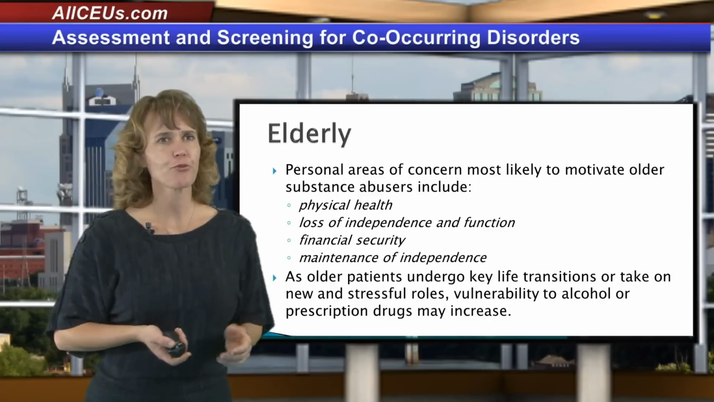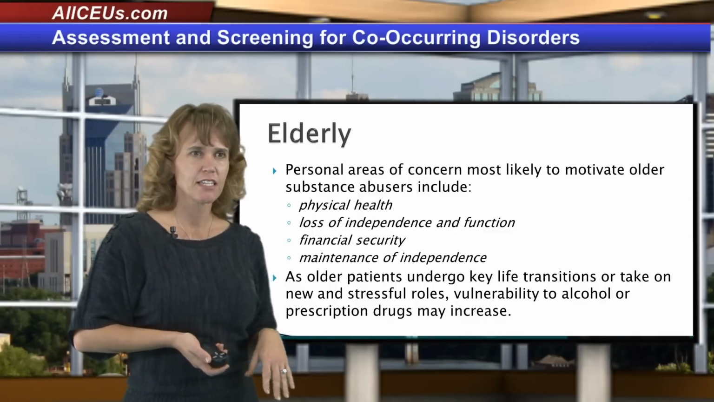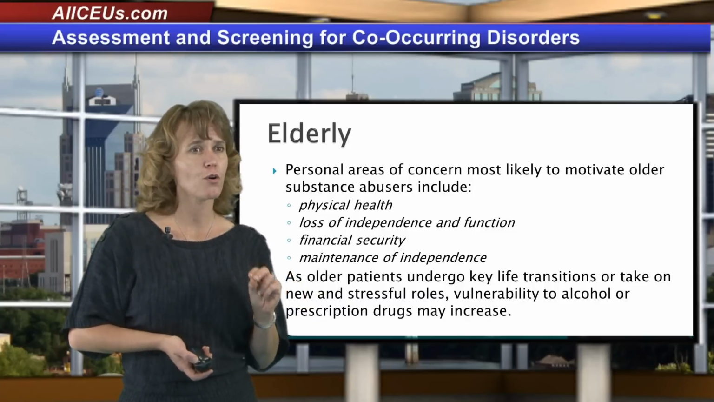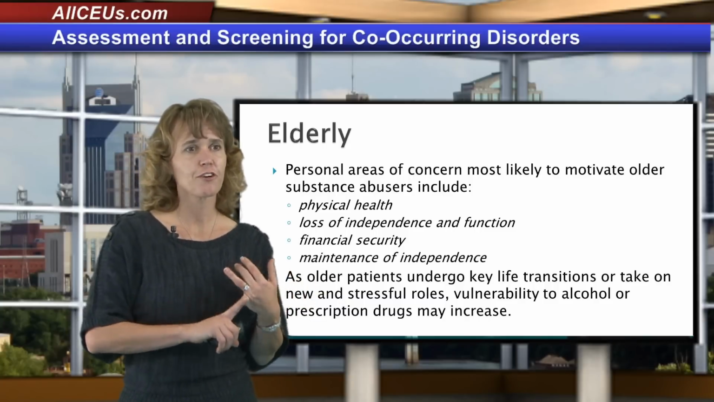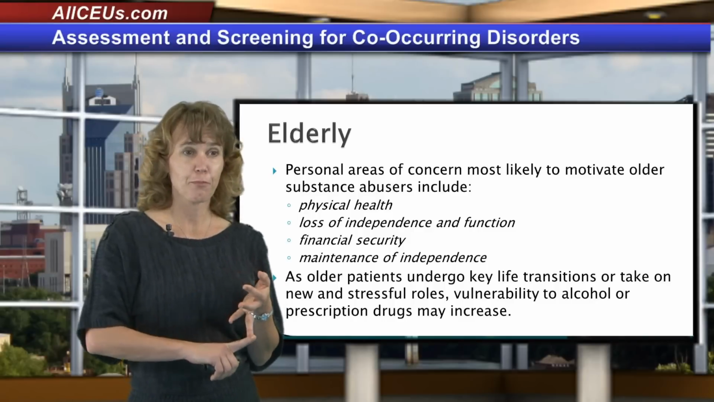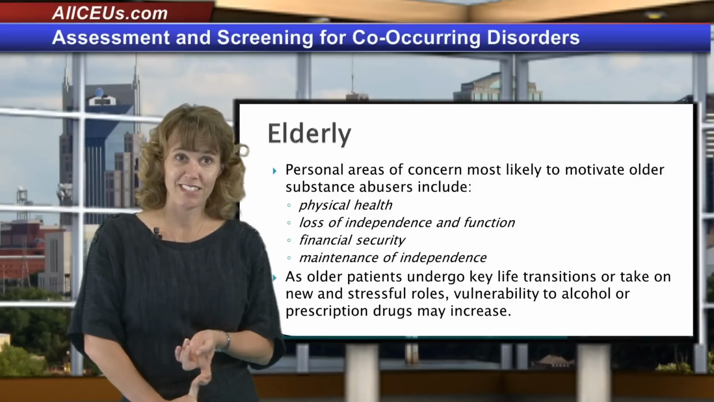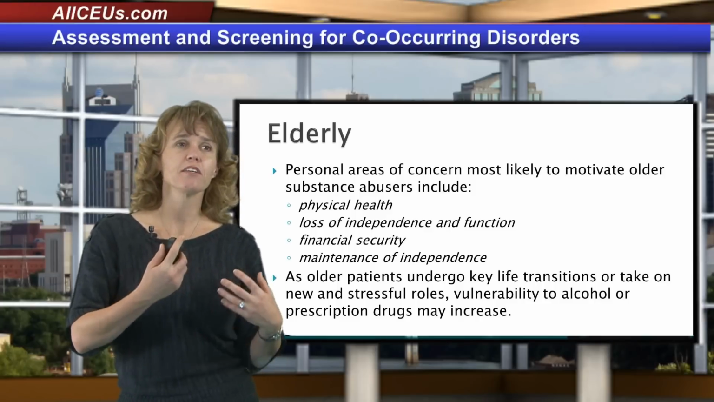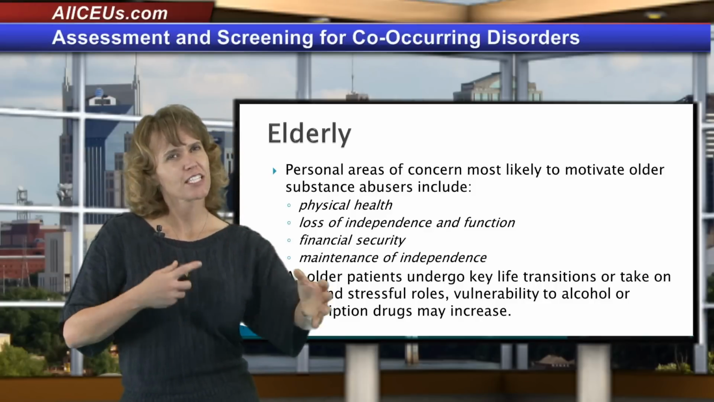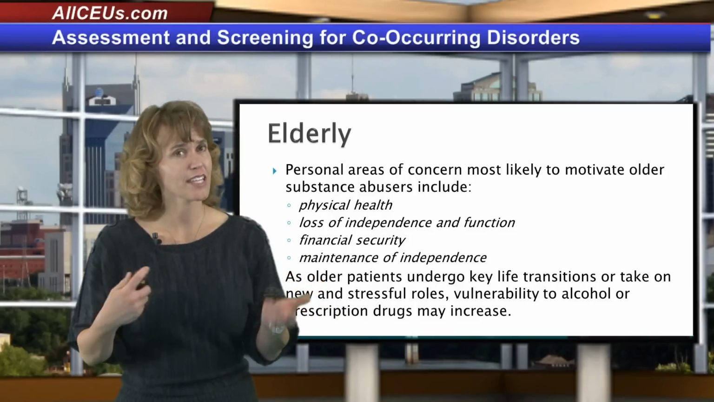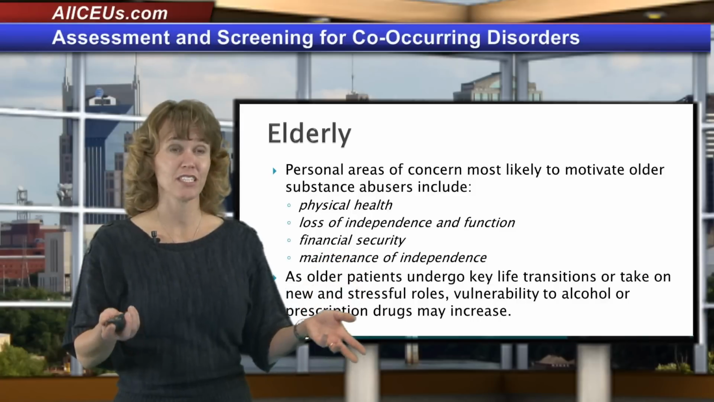So quickly, we're going to go through a couple special populations. The elderly. Personal areas of concern most likely to motivate older substance abusers include their physical health, loss of independence, financial security, and maintenance of independence. So you want to really use those areas to say, okay, let's look at the substance abuse and how it's impacting your physical health. And I know the last thing you want to do is be bedridden in a nursing home.